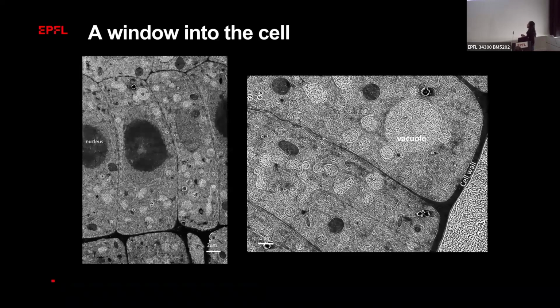So here you have a cell which is being imaged a bit more close up with the SEM. So you can start to see the nucleus and the subcellular structures and some of the other vesicles and mitochondria, for example. And here you can see a vacuole. You can spot the cell wall here, which is quite a thick structure here. But actually, it's a few nanometers in size.